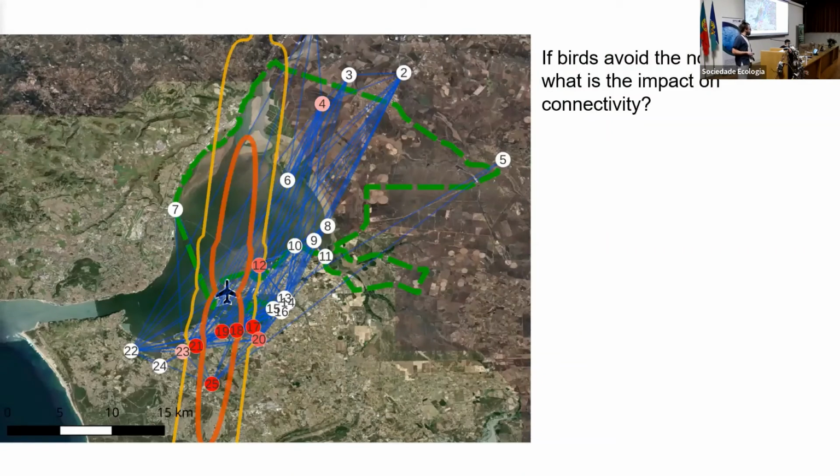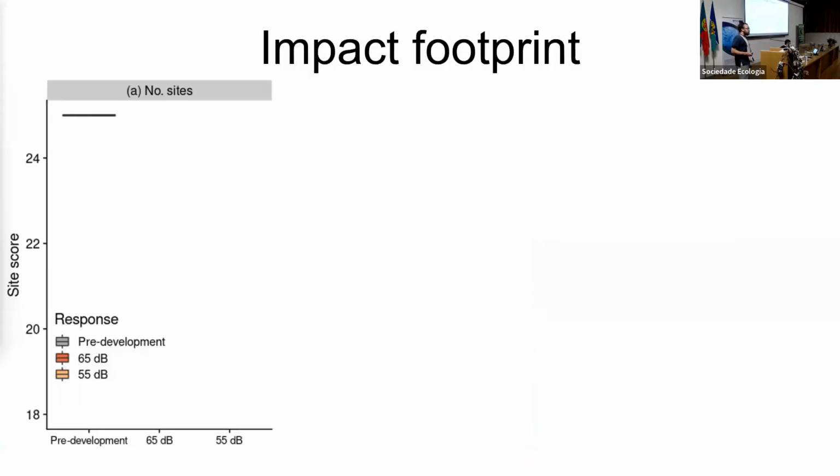So the final thing is, if birds completely avoid using these noisiest sites, what's the wider impact on connectivity? So to do this, I simulated networks. I started off with the real network that we have, which includes 25 sites. And then I excluded the noisiest ones. Excluding sites exposed to more than 65 decibels gets to 22, and excluding 55 and above sites, that's 18 sites in the network. Now I have to introduce a couple of network analysis concepts, but very quickly.